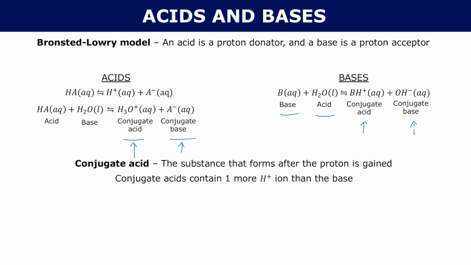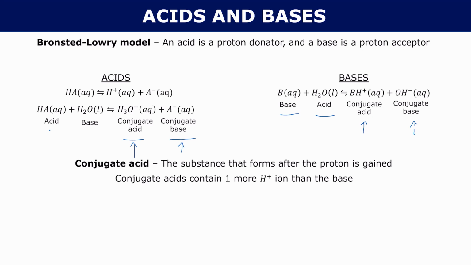So if you look at the acid, the base here is the water. If you add one more H+ ion to the water, you have H3O+. So that is your conjugate acid. In the case of the base, your base here is the B. If you add one more H+ ion to it, you have BH+. So BH+ is your conjugate acid.